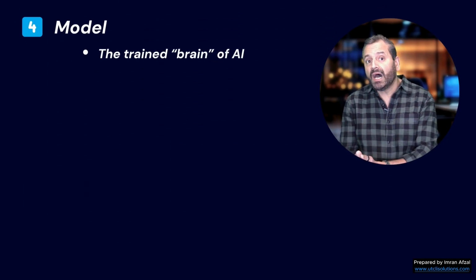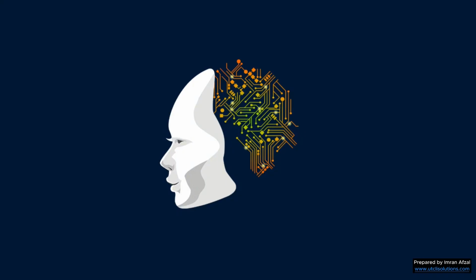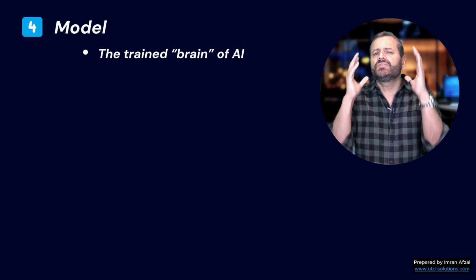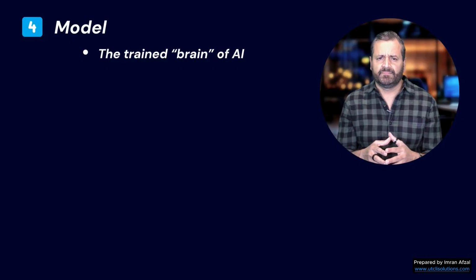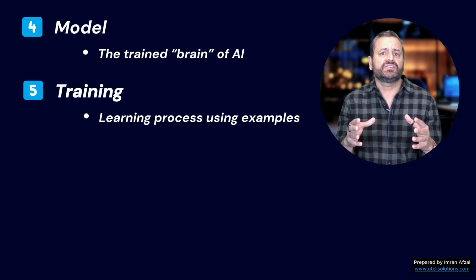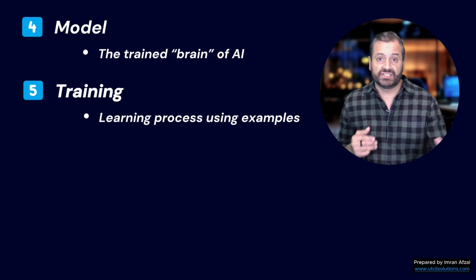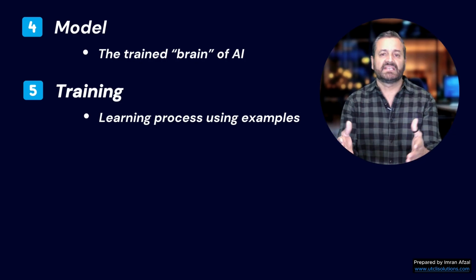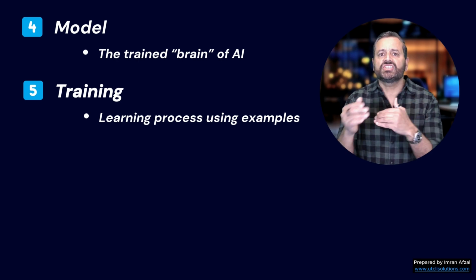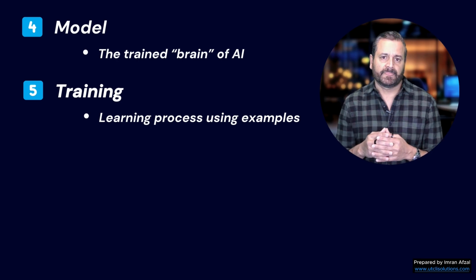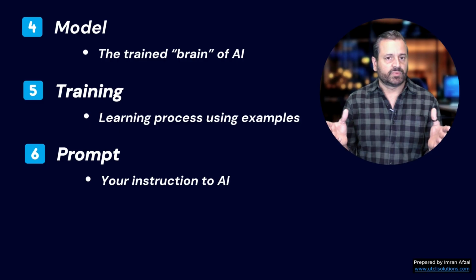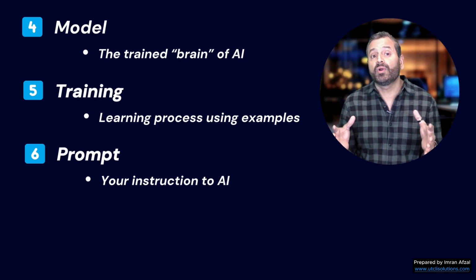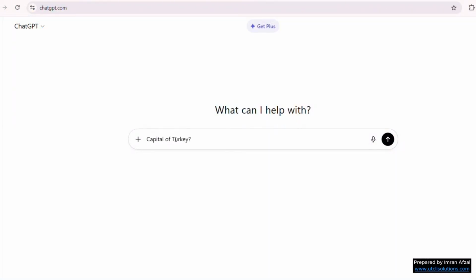All right, then there is model. A model is the trained brain of AI. It's the result of learning from data. Okay, then there is training. Training is how the model learns by seeing many examples that I mentioned and adjusting itself to get better. All right, prompt, that's what we're going to learn. Prompt is very important. A prompt is simply your instructions to AI.